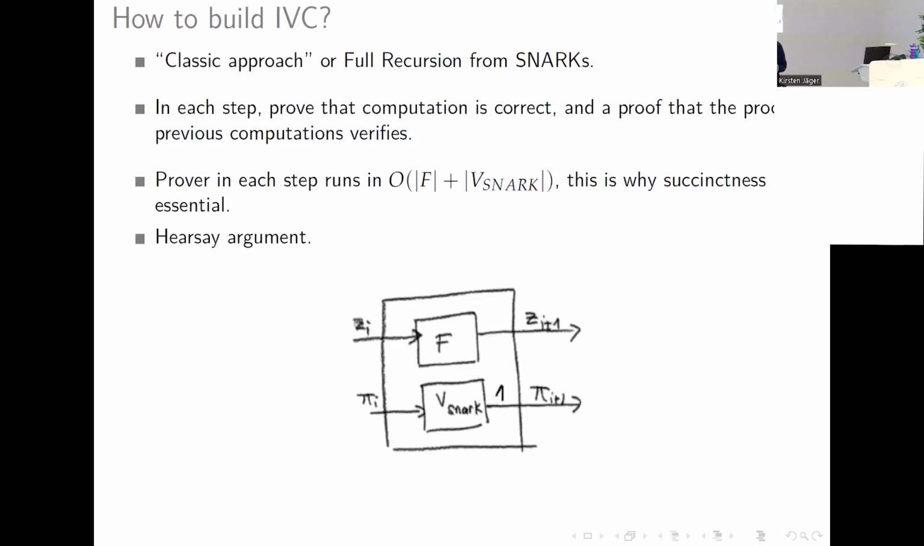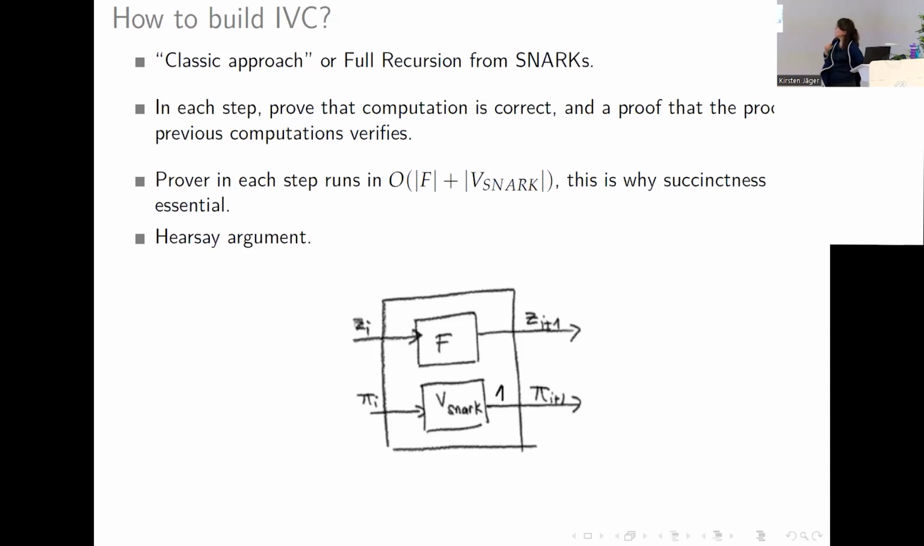So the first approach, which is the traditional one, was to do what is called full recursion, which is the setting that I described originally. In each of these boxes that we create on each step, there is a prover that is proving that the computation is done correctly, and it is also proving that the previous proof would be accepted by the verifier circuit. So you're creating a proof that the computation is done correctly and the previous proof was also correct. And this was the traditional setting.